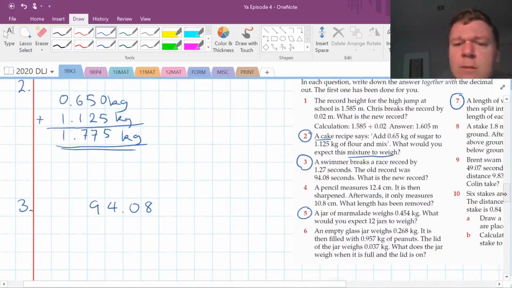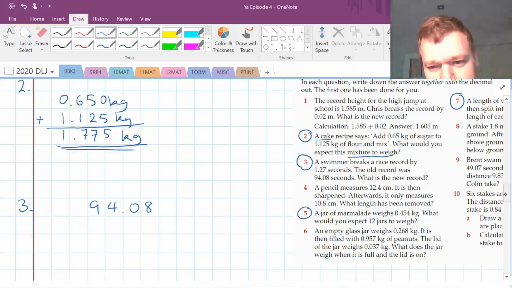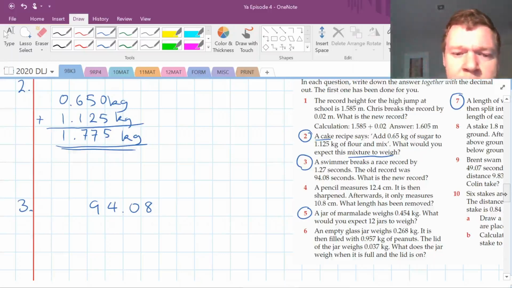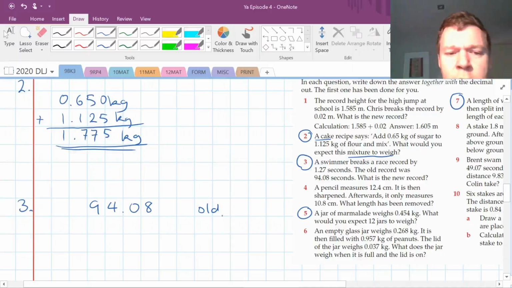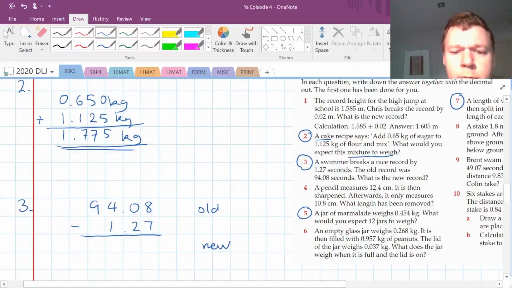Okay, so this problem here, it can be confusing whether you're going to use addition or subtraction. But this is the old, so the new record would have to be less. So for a number to be less, we need to be taking away. So we're going to take away that 1.27 seconds, and that will give our answer for the new record.